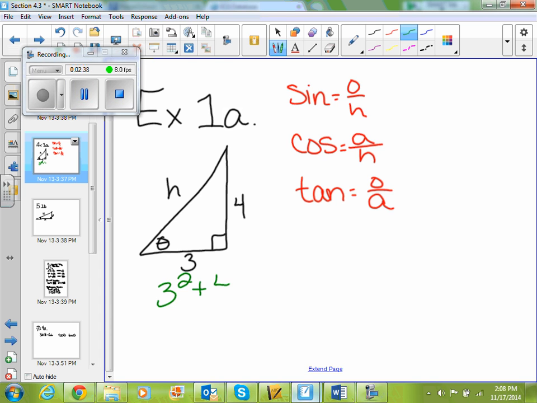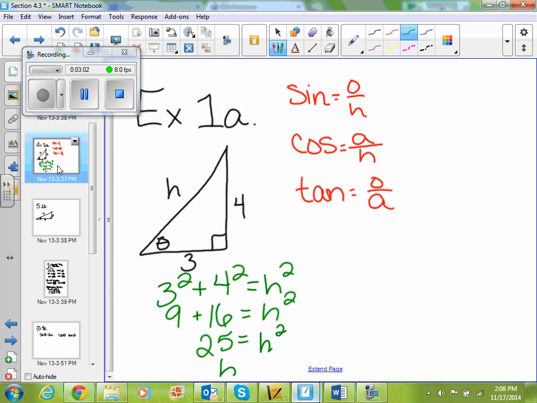So 3 squared plus 4 squared is going to equal my hypotenuse squared. I know that 3 squared is 9, 4 squared is 16, and 9 plus 16 is 25, so 25 equals h squared. I square root both sides, so h equals 5. H would actually equal positive or negative 5, but you can't have a negative side length, so h is just 5.